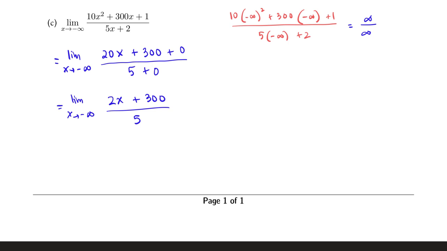Now, as x goes to negative infinity, 2 times a very large number is a large number, and in this case negative. And a very large negative number plus 300 is still a very large negative number. And so the numerator is a very large negative number and the denominator is 5. A very large negative number divided by 5 is still a very large negative number.